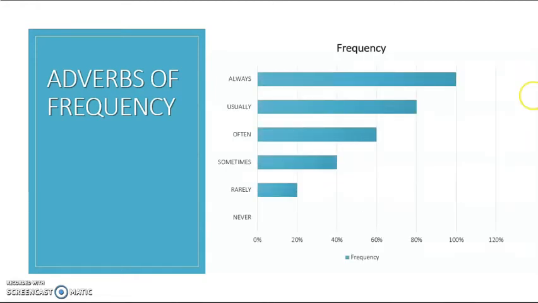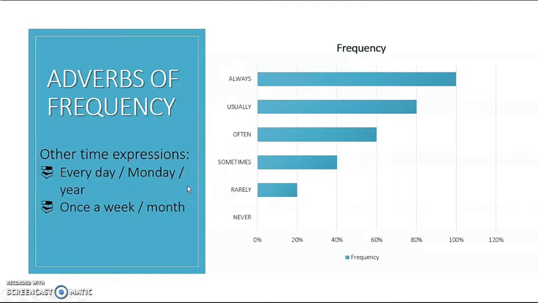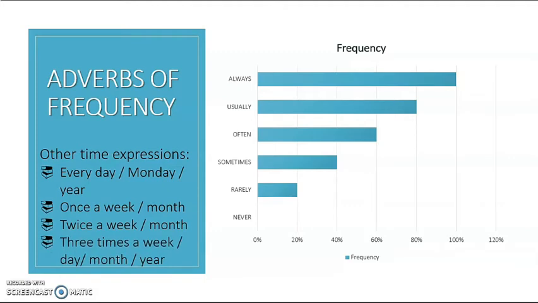On one hand, common time expressions for present simple are the adverbs of frequency, such as always, usually, often, sometimes, rarely, and never. We can also have other time expressions like every day, every Monday, every year, once a week, once a month, twice a week, twice a month, 3 times a week, 3 times a day, 3 times a month, and 3 times a year.